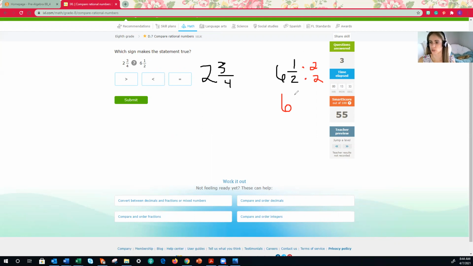All right, 1 times 2 is 2. 2 times 2 is 4, which means we are comparing 2 3/4 to 6 2/4. 2 3/4 is clearly smaller, so it is less than 6 2/4.